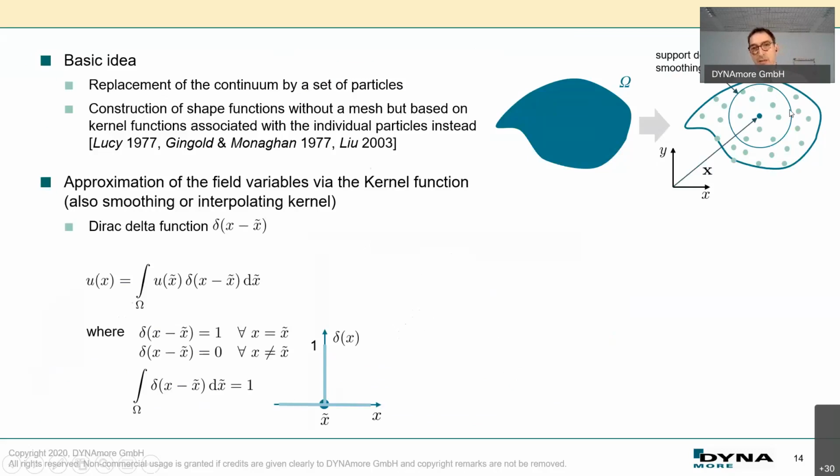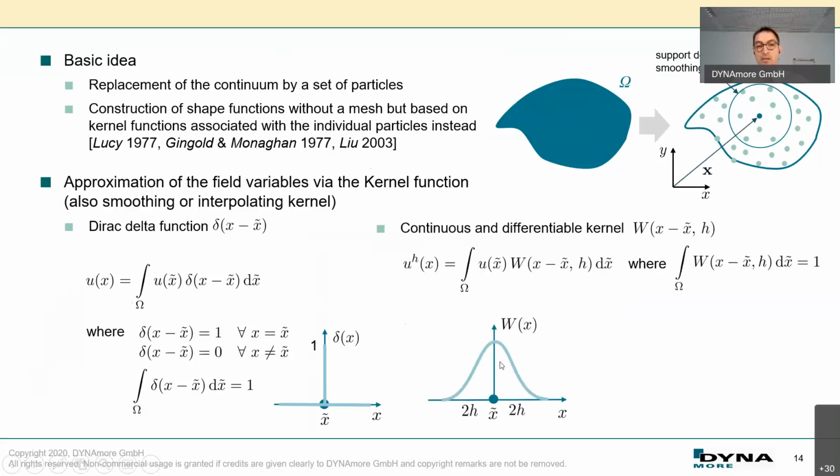The influence is computed by a so-called kernel function. In theory, it's just a Dirac delta. However, you want to smooth this, so you want to distribute this to the left and to the right in order to have neighboring particles influencing this particle here. So this is how your continuous differentiable kernel function looks like. You have more like a bell-shaped function. And with this one, all particles which are in this range here are influencing the particle you're considering.